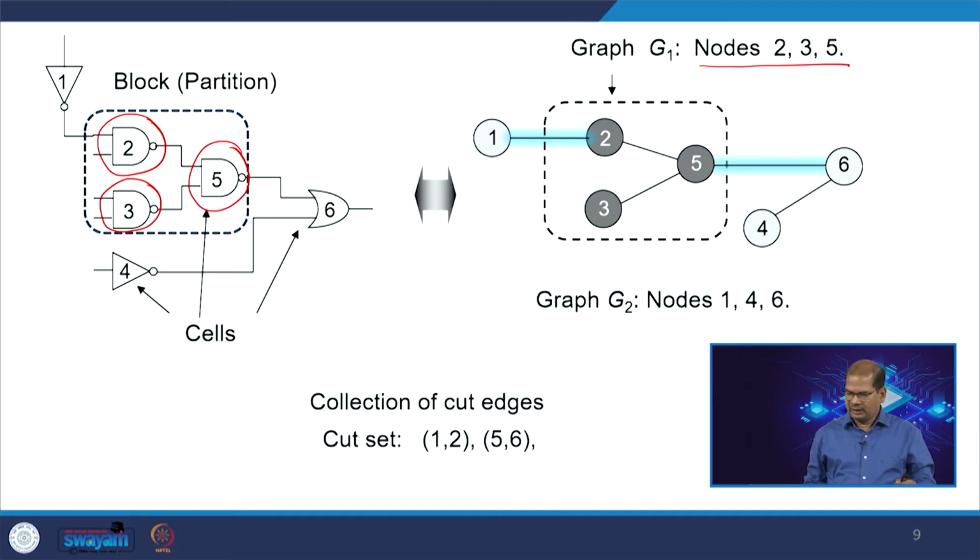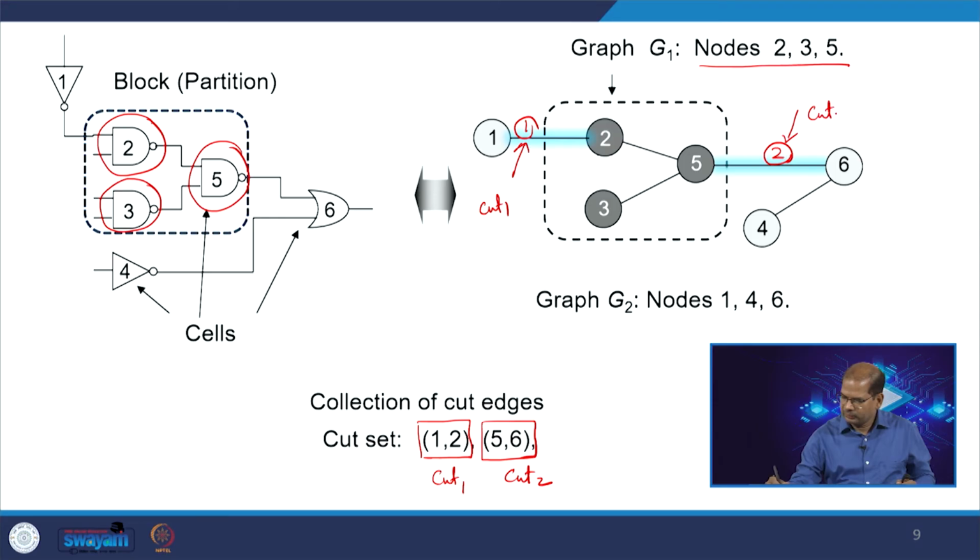Then I need to check what the cuts are and what the elements in the cut set are. The cuts here are this line, which is one cut, and this is another cut. The first cut is between node 1 and 2, so this is cut 1, and the second is 5 comma C, which is cut 2. Let us denote them by cut 1 and cut 2, and the cut set will contain cut 1 comma cut 2.